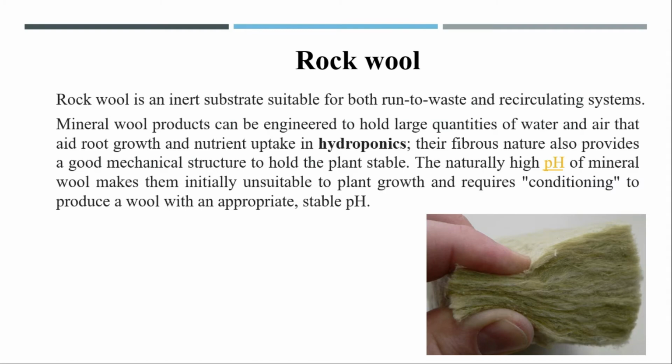Rock wool is an inert substrate suitable for both run to waste and recirculating systems. Mineral wool products can be engineered to hold large quantities of water and air that aid root growth and nutrient uptake in hydroponics. The naturally high pH of mineral wool makes it initially unsuitable for plant growth and requires conditioning to produce a wool with an appropriate and stable pH.